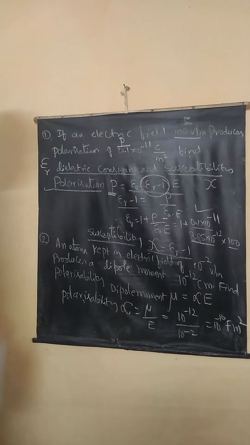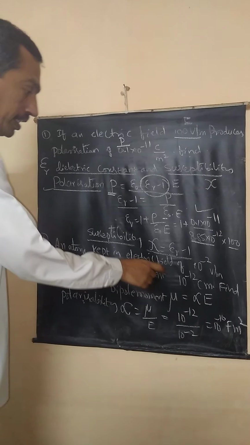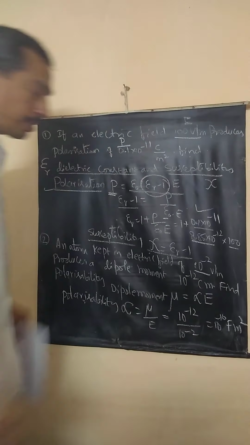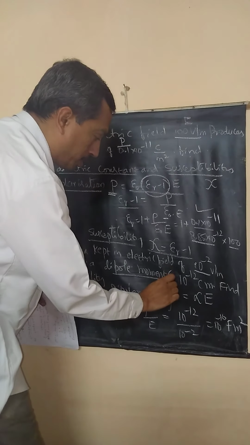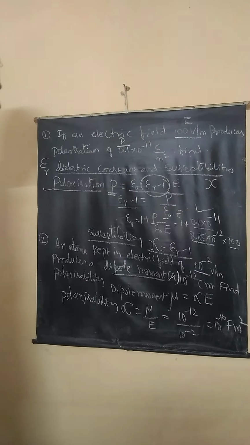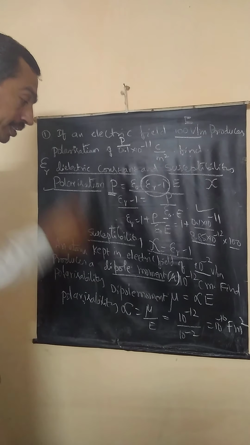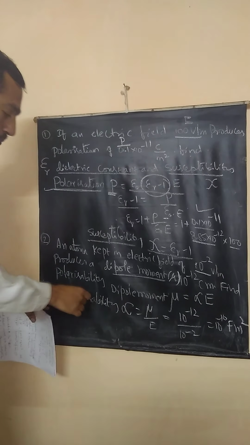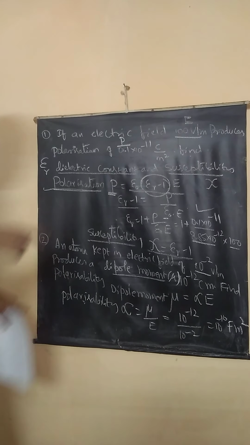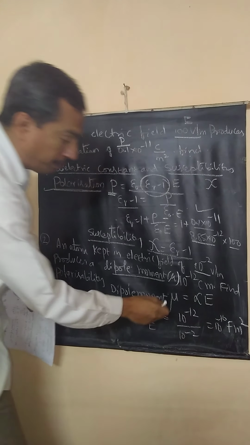Okay. Now look at the second question. An atom of a dielectric kept in an electric field of 10 power minus 2 volt per meter produces a dipole moment, mu, of 10 power minus 12 coulomb meter. Find the polarizability. See here, it is polarization that is given. What is polarizability? What is the difference between polarization and polarizability? Polarizability is obtained from this expression.